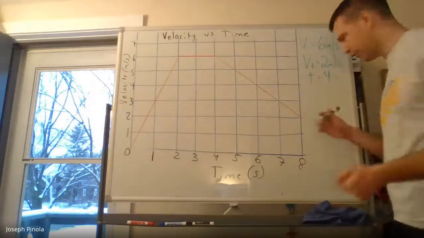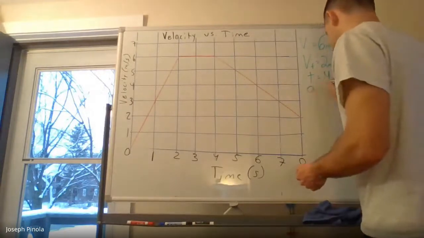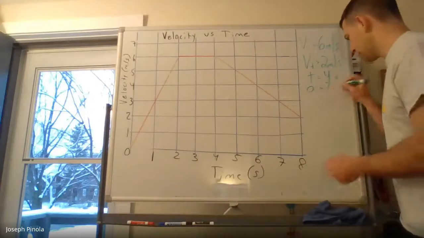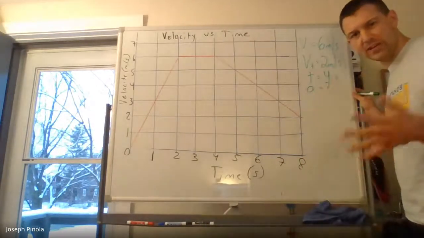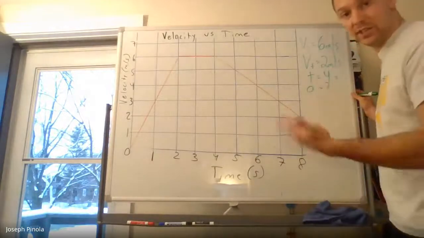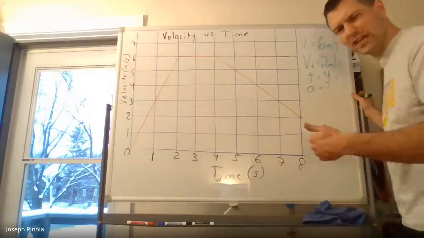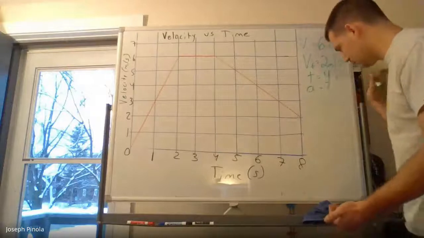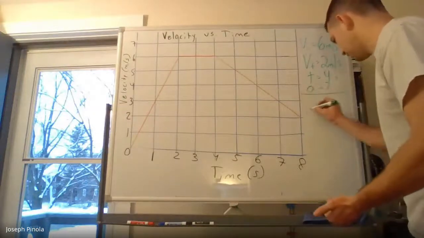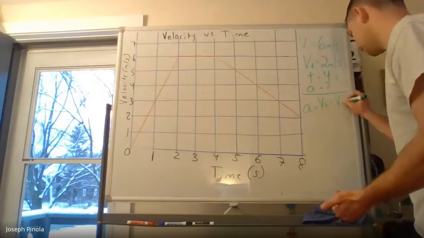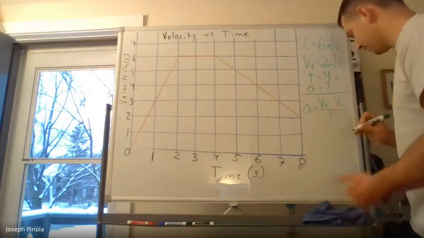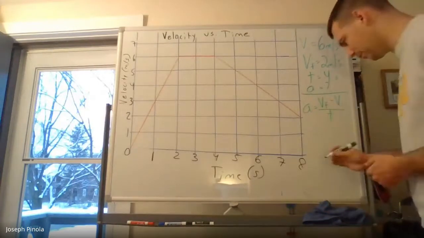And lastly, we're looking for the acceleration once again. I would expect this acceleration to be negative because the object is slowing down, and a negative acceleration usually implies that you are slowing down or your velocity is decreasing. So we'll go to our equation. Acceleration equals final velocity minus initial velocity divided by time. And we'll plug in our numbers.